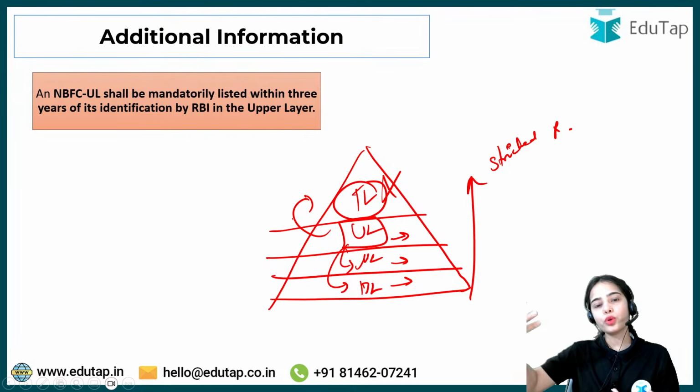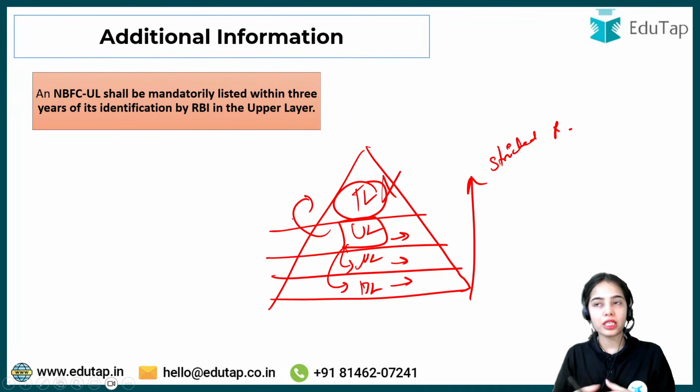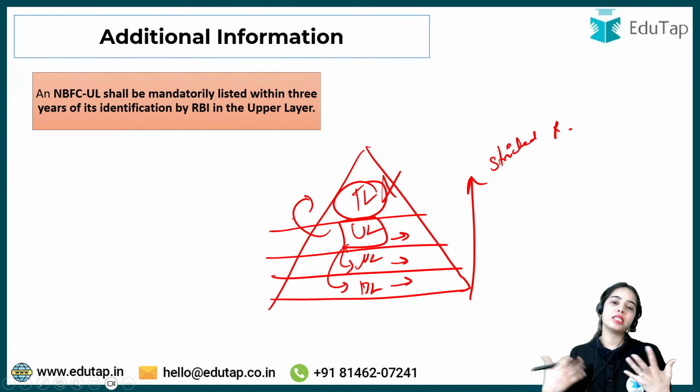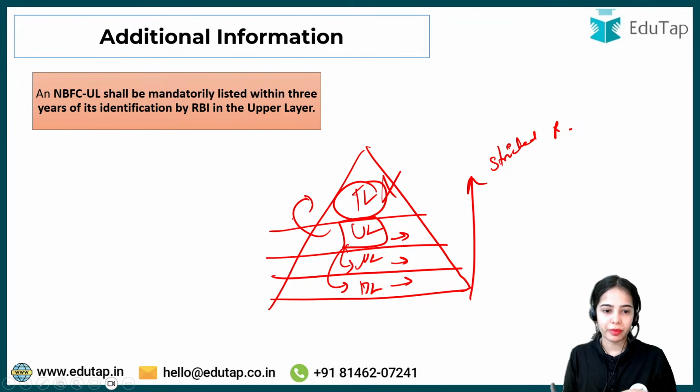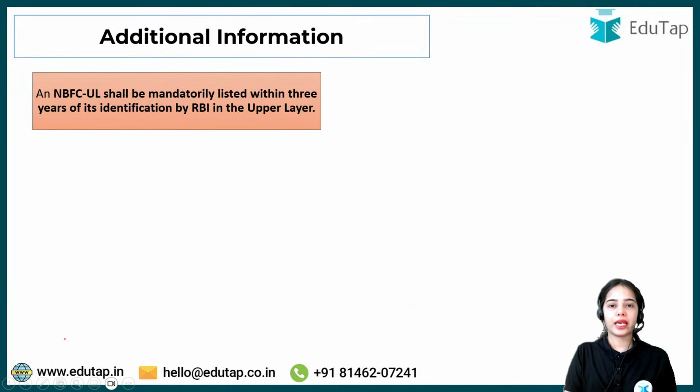So the higher you go, the riskier the NBFC, the larger the NBFC can be, as well as the higher the rules and regulations will be by the RBI. That is the basic idea of the scale-based regulatory framework. Okay. Now, NBFC upper layer shall be mandatorily listed.